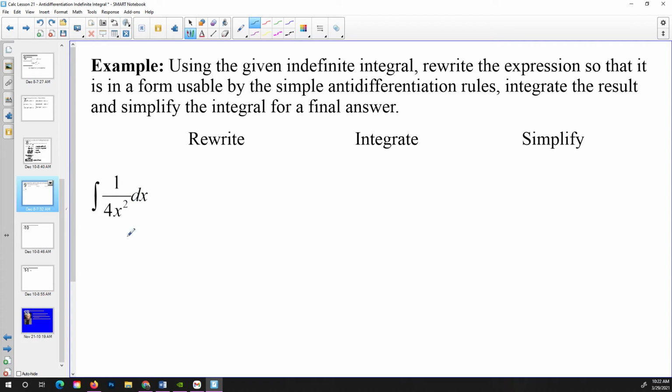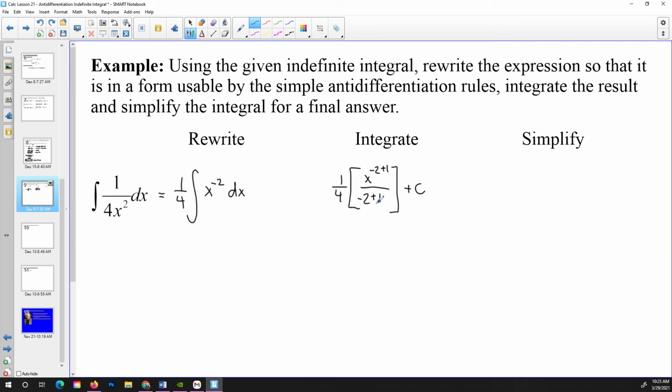With this particular expression here, because there are no variables in the numerator, I can rewrite this. I'll bring the 1/4 out in front. I'll have my integral, and I will rewrite this exponent on the bottom as a negative exponent. And now, because I have rewritten it in this form, I can use the simple power rule on this integral, and I'll go 1/4 times x to the -2 plus 1 over -2 plus 1. And since it is an indefinite integral, I'll add my c.